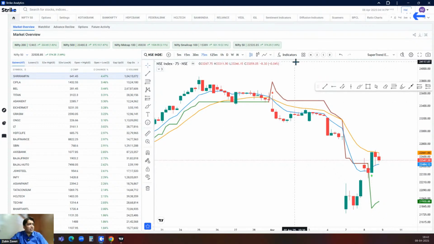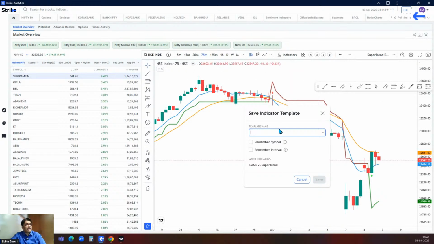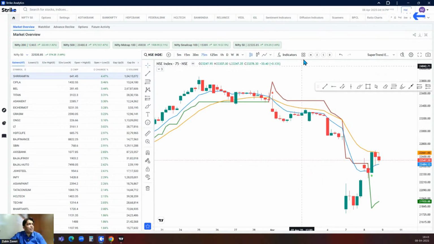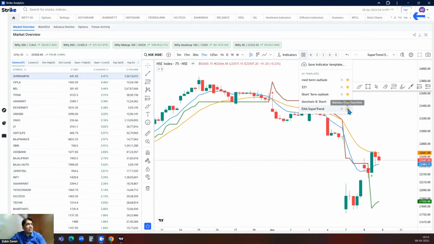Another thing that you can do is click on these four buttons over here and say save indicator template. Here you can write, let's start with, EMA super trend. Remember the first letter of this name, E. It starts with E, and say save. Once it is saved, you click on these four buttons over here and mark it as favorite. Once you mark it as favorite, one more button will be added, called E. So this is E, EMA super trend.